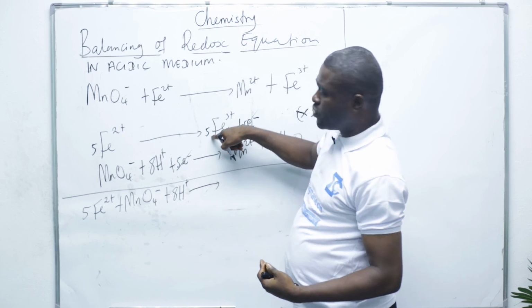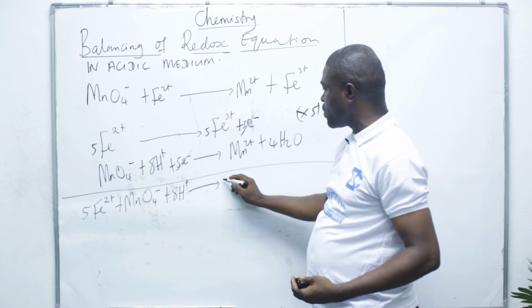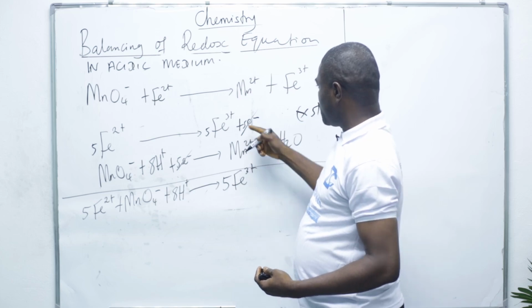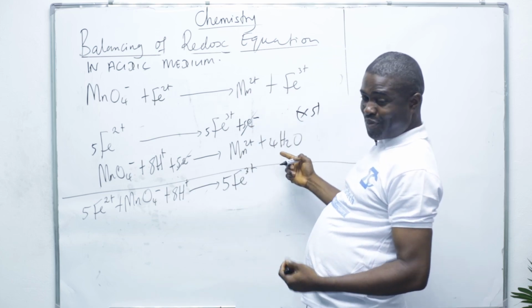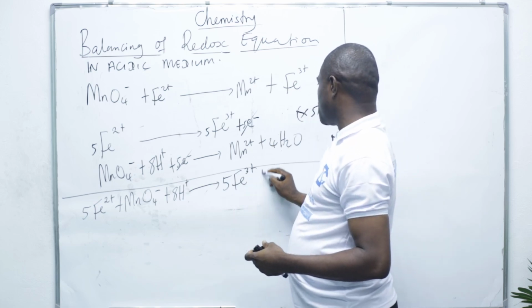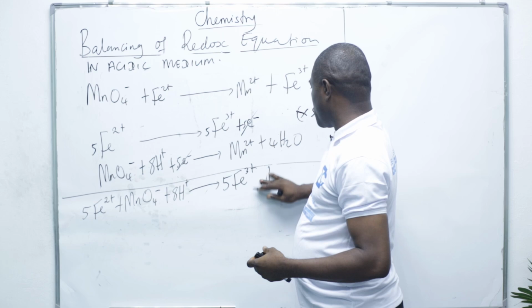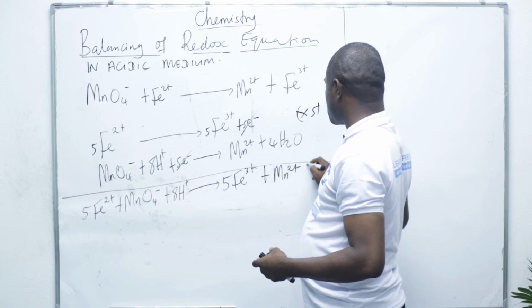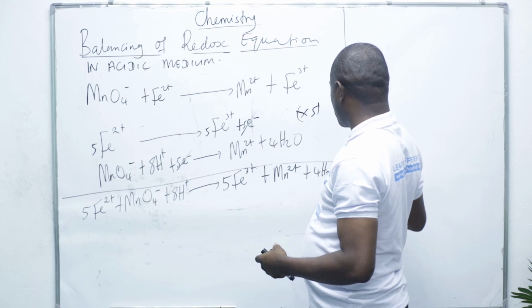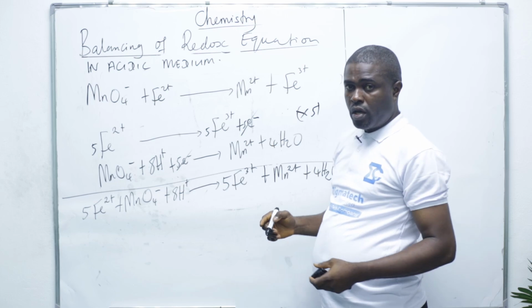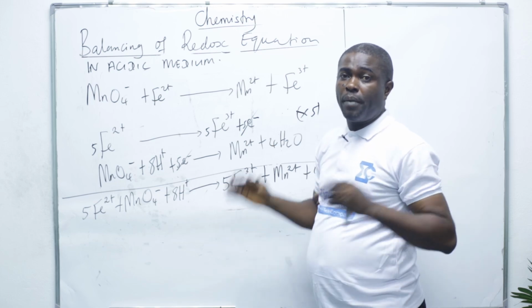As you move to the product side, also the oxidation half equation, which is 5Fe3 plus. This is taken care of. So move to the product side of the reduction half equation, which is plus Mn2 plus, 4 molecules of water. This is the overall equation, but you have to check whether both sides are balanced.